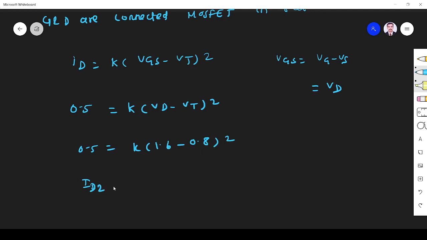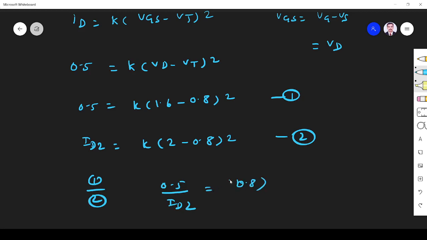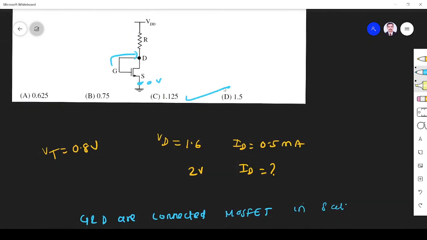ID2 I have to find, K into (VD minus VT) square when VD is 2 volt. Let us assume this is equation number 1, this is equation number 2. Dividing 1 by 2 gives 0.5 divided by ID2 is equal to 0.8 square divided by 1.2 square. If you simplify, ID is equal to 1.125 milliamps. So the answer is 1.125 milliamps.